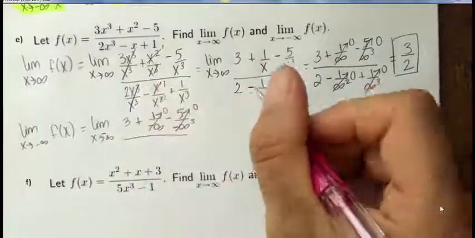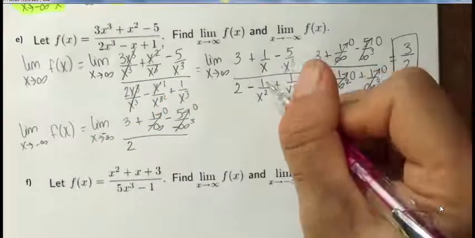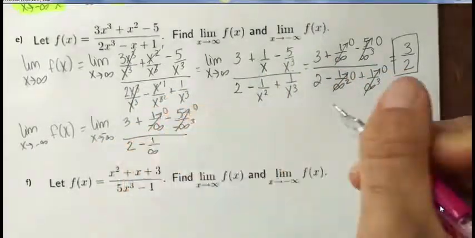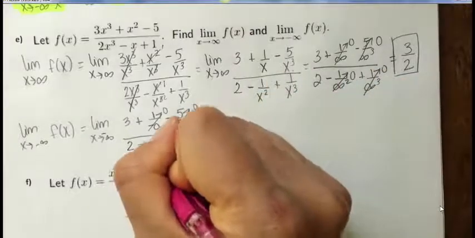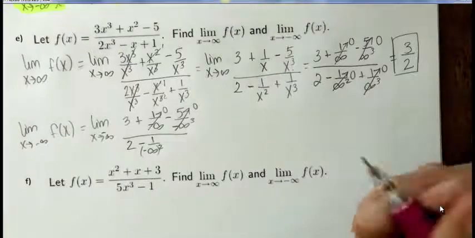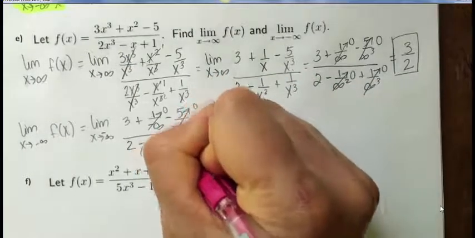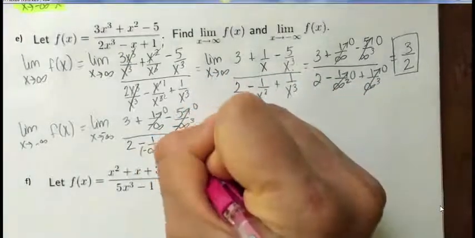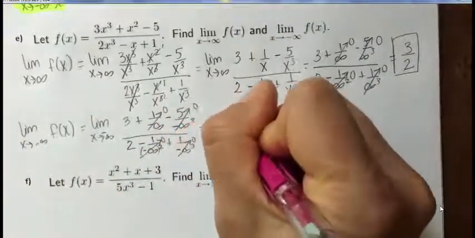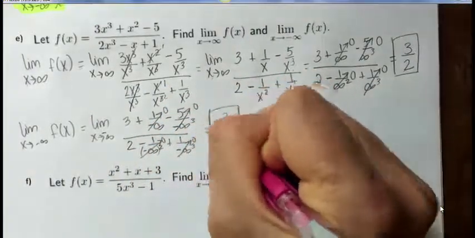And then on the denominator, I'm going to have that 2. And what's going to happen with both of these? They're also going to go to 0. So minus 1 over negative infinity squared, which doesn't really matter whether it's positive or negative, plus 1 over, and then again, negative infinity cubed. These both go to 0. So once again, I'm just left with 3 halves.